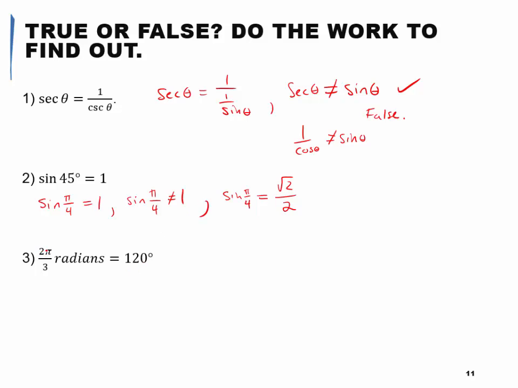True or false? 2 pi over 3 radians is equal to 120 degrees. Well, I'm going to convert that into degrees and see if it's true. 2 pi over 3, the pi's on top, so I'm going to multiply it by the pi on the bottom and take 180. This was back from the previous section. Our pi's cancel. 3 goes into 180 60 times. 2 times 60 is 120. So 120 equals 120. That works out. This is true. This is false.